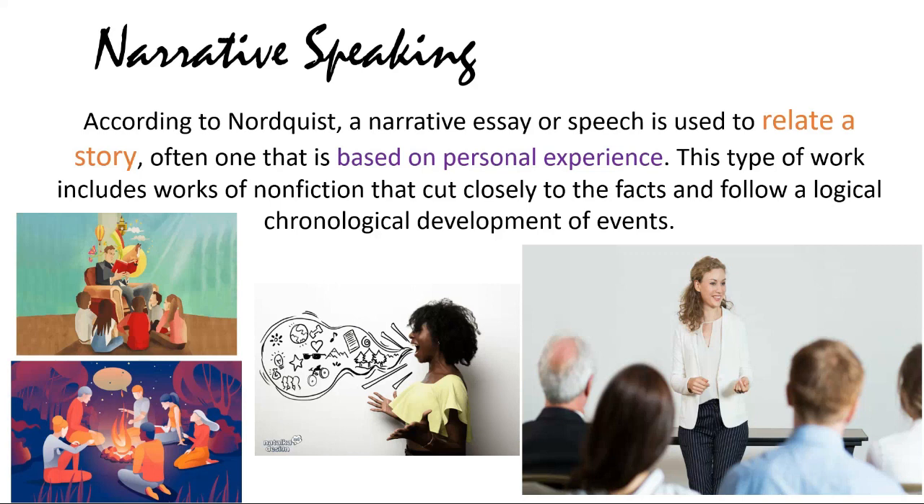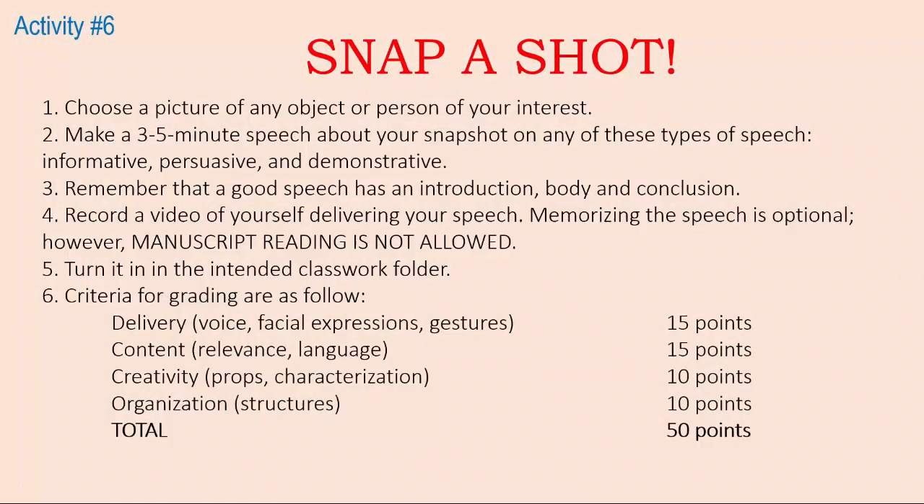Anyway, class, for your activity, I call it snub a shot. Choose a picture of any object or person of your interest. Make a 3 to 5 minute speech about your snapshot on any of these types of speech. It could be informative, persuasive, and demonstrative. Remember that a good speech has an introduction, body, and conclusion. Record a video of yourself delivering your speech. Memorizing the speech is optional. However, manuscript reading is not allowed. You can have your notes though. Turn it in the intended classwork folder.